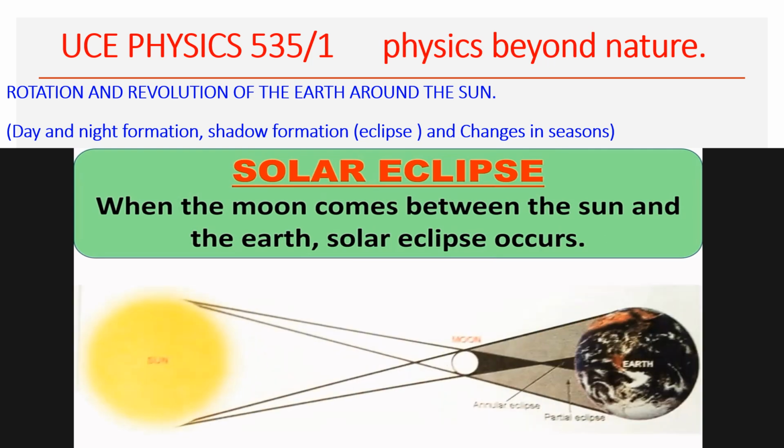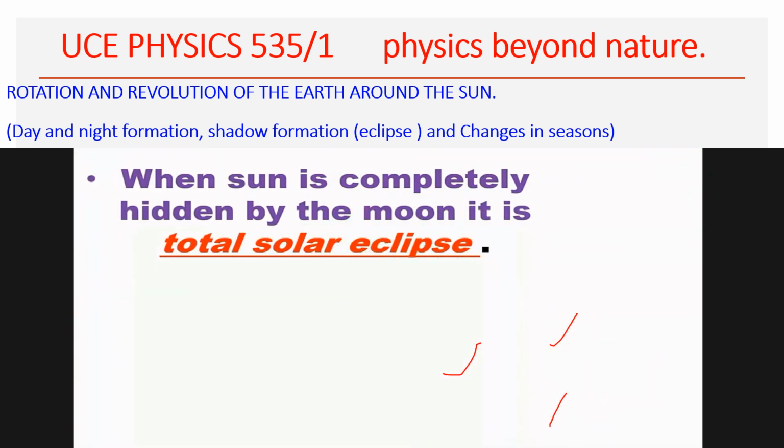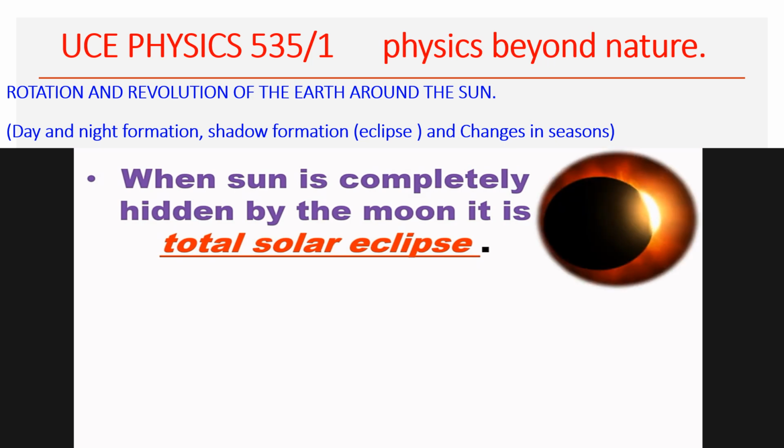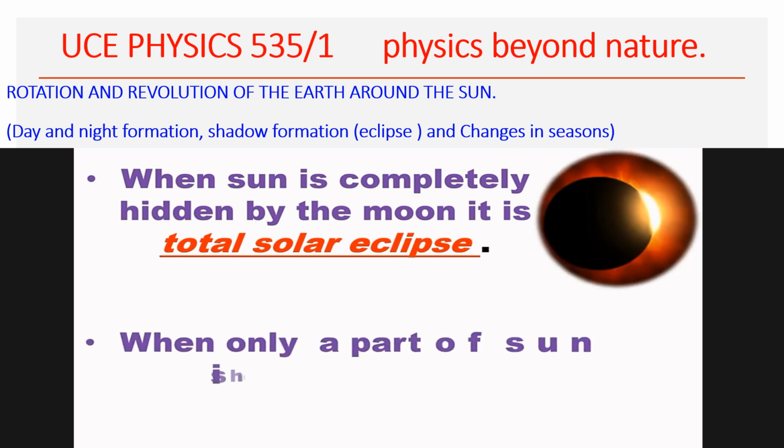Solar eclipse occurs, and that is why we are seeing our Moon. The Moon is between the Sun and the Earth, so it casts a shadow. That is the annular eclipse, then the partial eclipse. So this is partial darkness, and then there's total darkness. When the Sun is completely hidden by the Moon, it is a total solar eclipse. On the other hand, it is partial. You can see the diagram. There's total darkness on the Earth.